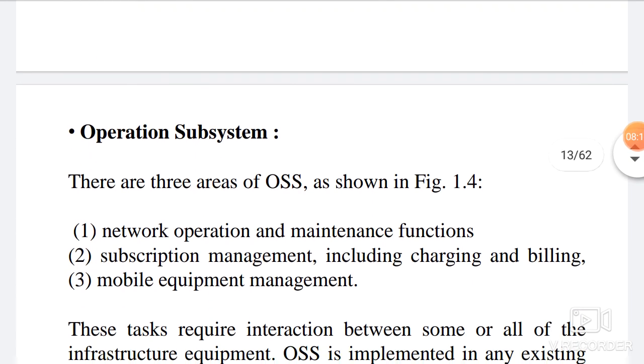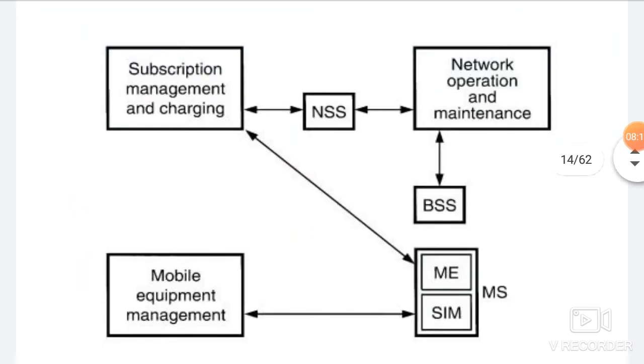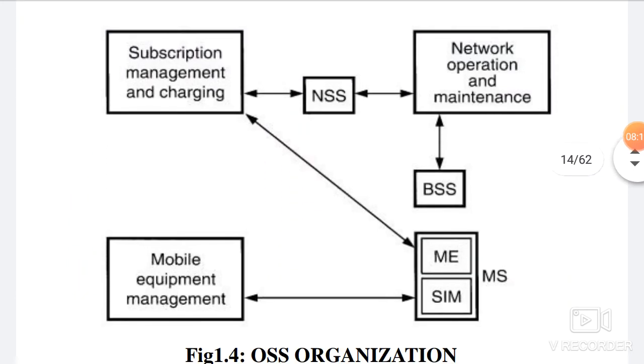Next we can move on to the operation subsystem. In this operation subsystem we mainly have three functions. The first one is the network operation and maintenance function, and the second one is subscription management, including charging and billing, and mobile equipment management. All these things are done by the operation subsystem.